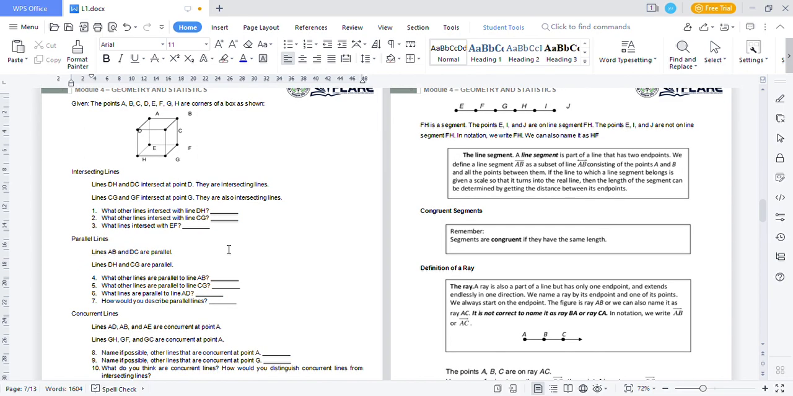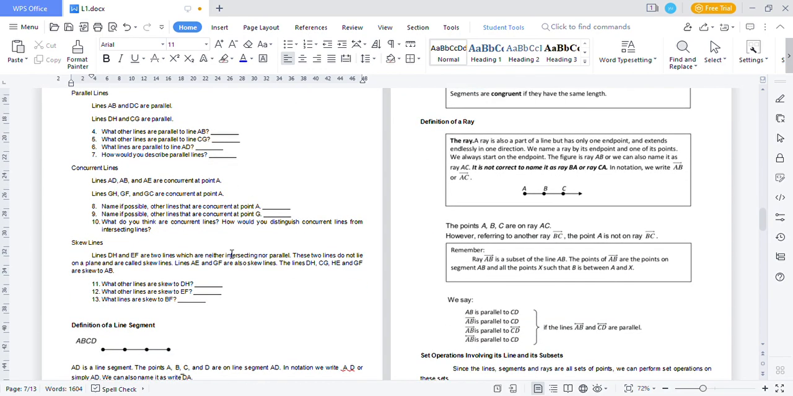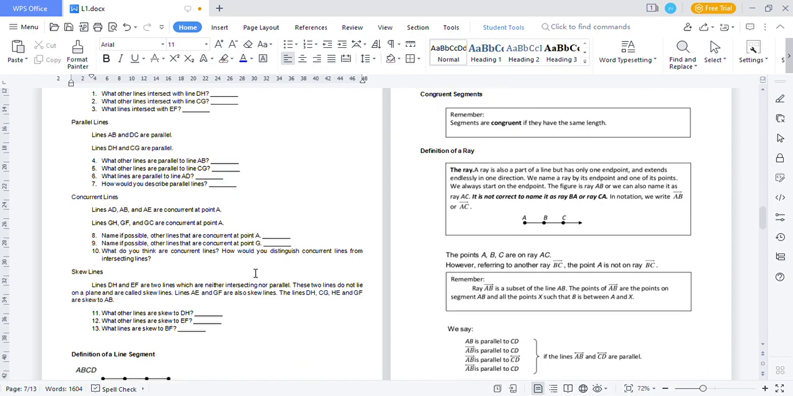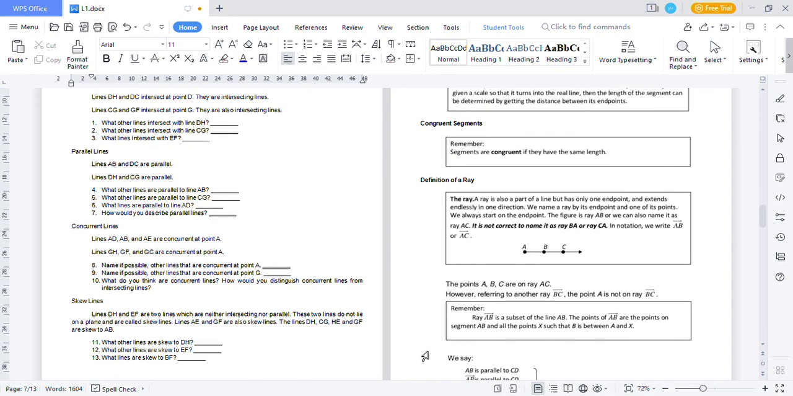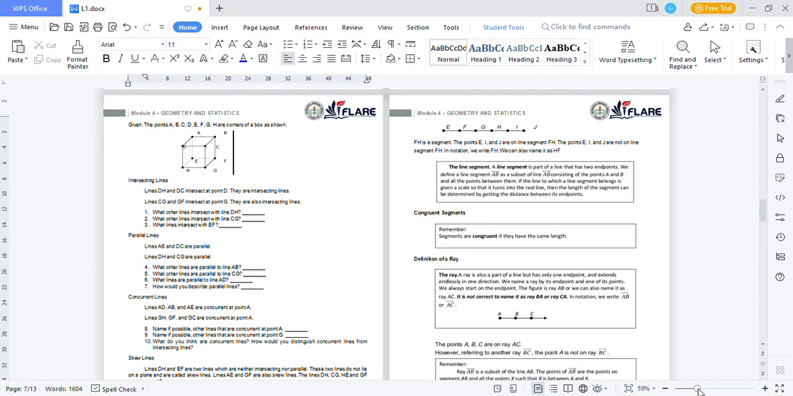Okay? Next, we also have what we call skew lines. So, what are skew lines? Let's look at skew lines, lines DH and EF. This is DH and EF. Again, DH and EF. These are two lines which are neither intersecting nor parallel.